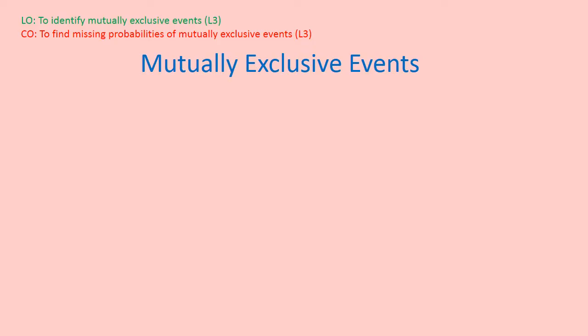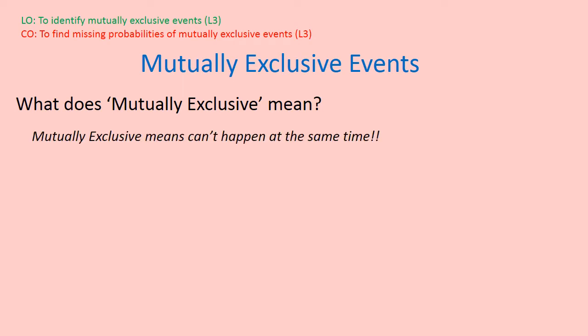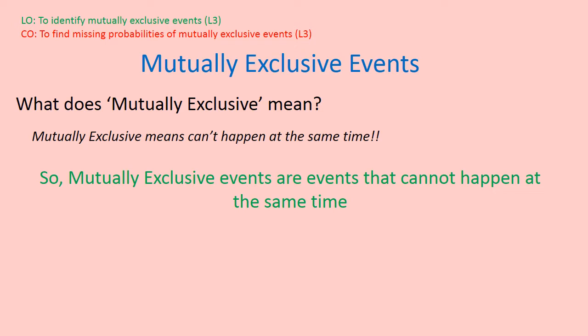When figuring out the probability of 2 or more events happening, we don't just have to look at the chances as determined by a coin toss or die throw. Instead, we have to figure out if the multiple events can even happen if one of the events occurs. We are talking about mutually exclusive events. What does mutually exclusive mean? Mutually exclusive means cannot happen at the same time. So, mutually exclusive events are events that cannot happen at the same time.